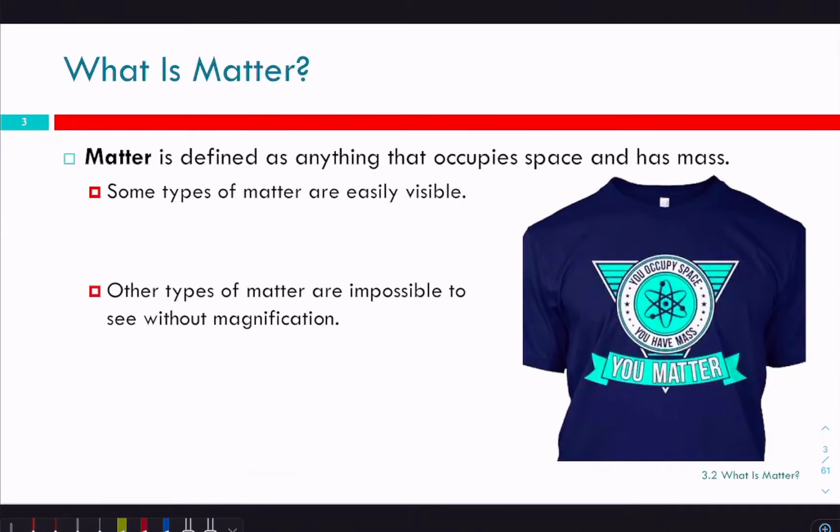You occupy space, you have mass, you matter. So everything that occupies space and has mass is matter. Some types of matter are easily visible. We point out like the whiteboard or anything that you can see, right? Easily visible things. Other types of matter are impossible to see without magnification. We're talking like viruses, bacteria, even the dust. There's dust in the air right now, but we can't see it. Also, the air is matter because it occupies space and it has mass.